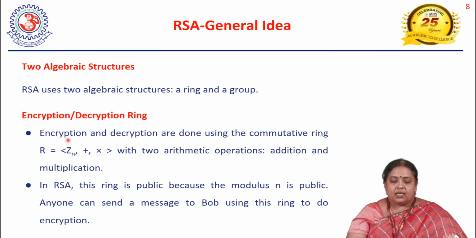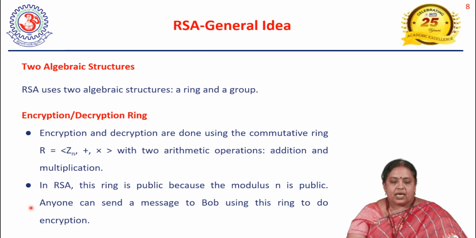In the RSA algorithm, encryption and decryption are done using the commutative ring R, which is the set Zn with plus and times. That means here we are going to use two arithmetic operations, one called addition and one called multiplication, with modulus n, that is, the set of residues Zn.